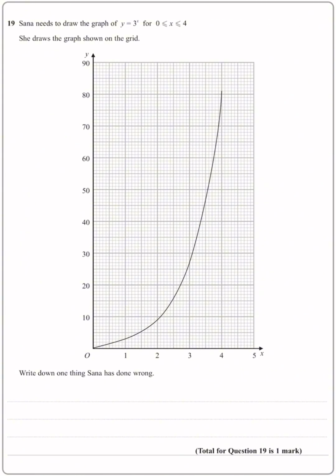Question number 19, it's passing through the origin. It shouldn't, it should pass through the point 0, 1. 3 to the power of 0 is 1, not 0.